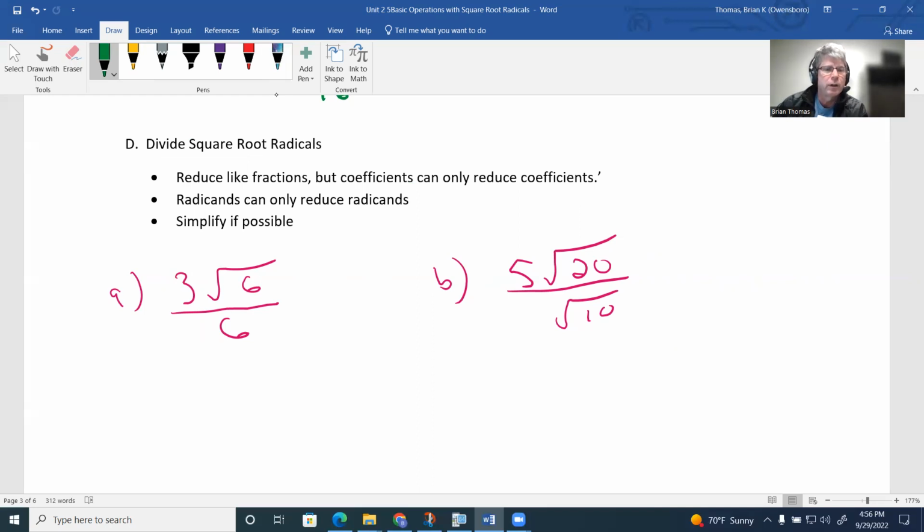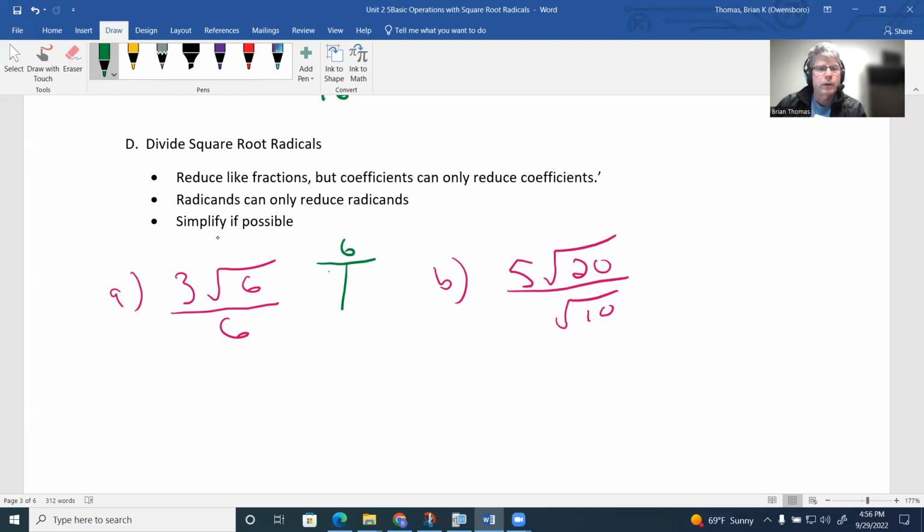So these are friendly. But notice how this 6 here is inside the radical. So this 6 is a radicand. This 6 inside the radical cannot go with the 6 that's outside the radical. So those are not like. But the 3 and 6 are. So what we could do is, if we want, we can use a prime factorization on the 6 on the bottom here.